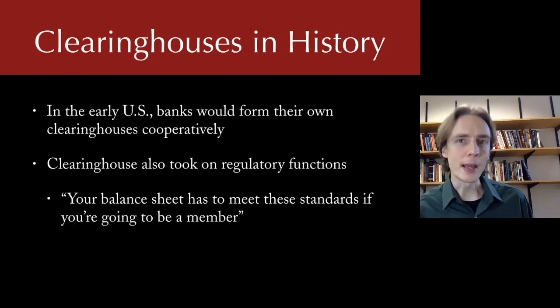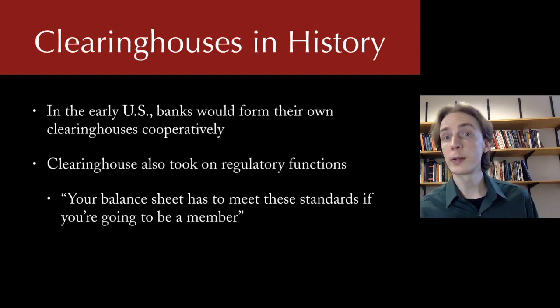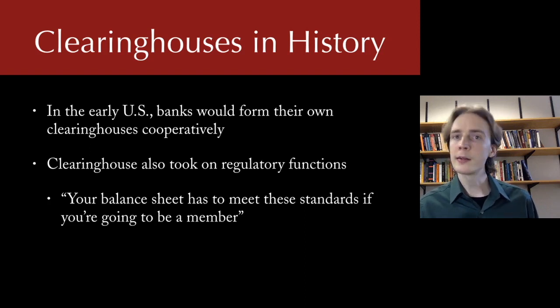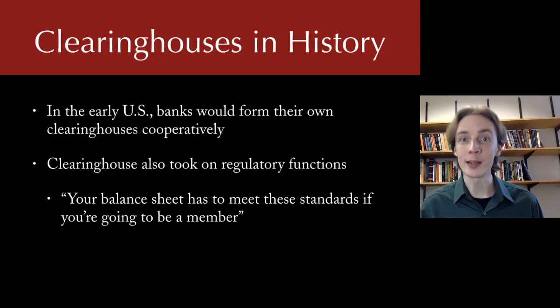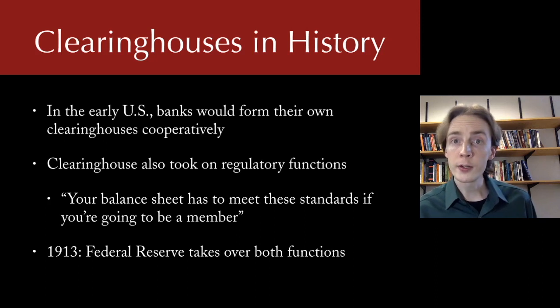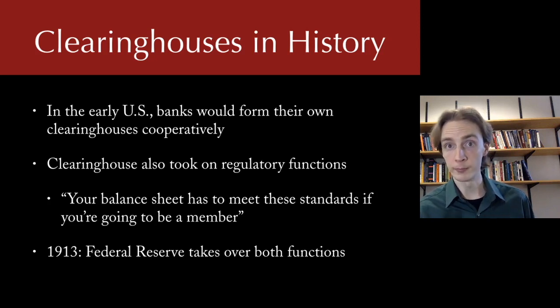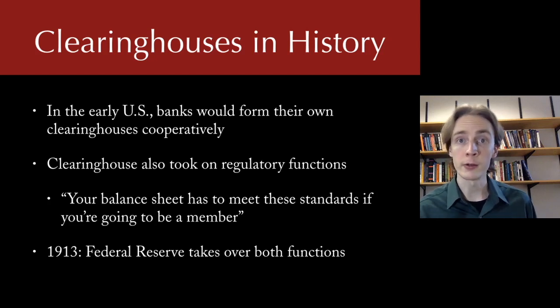Right? So it's not the case that banks would just give themselves a pass. Right? Because the incentives are such that every bank wants every other bank to be healthy enough to pay its debts. Right? They're all interdependent in this way, and so they police each other, or they can police each other. But in 1913, the Federal Reserve is established, and it takes over both the clearinghouse function and the regulatory function.